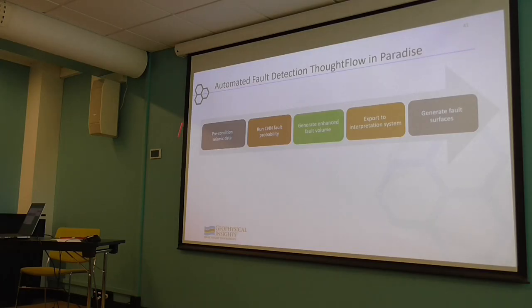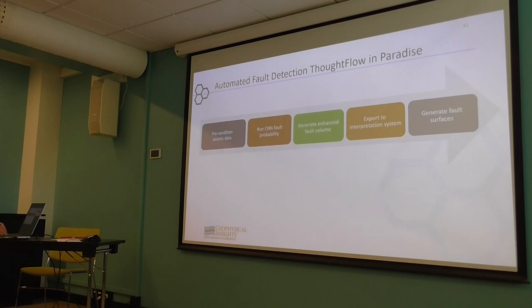So we do a very heavy preconditioning of your seismic data. We're going to run our CNN, our fault probability cube. We also have a series of post-CNN, or post-machine learning, fault cleanup steps, which is called our enhanced fault volume. You export that to Petrel or Kingdom, whatever your interpretation package is, and then click go and you've got fault surfaces. It's a really quick way to generate fault surfaces that are machine learning driven and way better than ant tracking has ever given us.